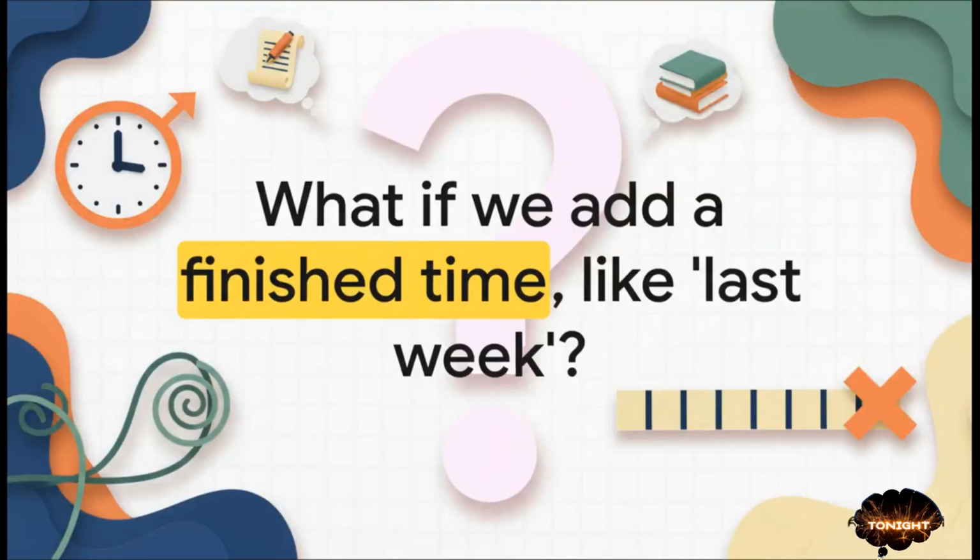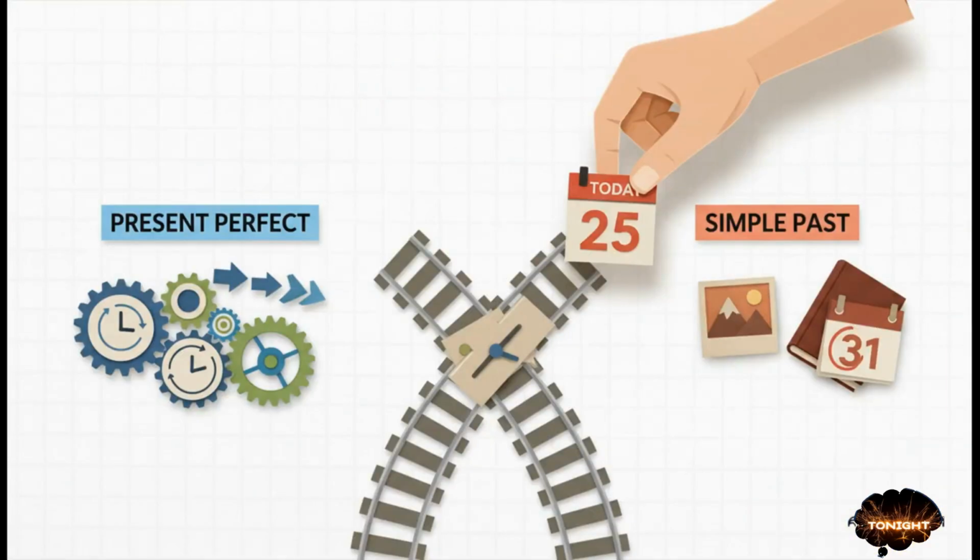But what if we want to add that specific time? What if we want to say that we saw it last week? Does the sentence just stay the same? Can we just tack it on the end? Absolutely not. The sentence has to change. And this is probably the most important rule of this whole explainer. As soon as you add a specific, finished time marker, like last week, yesterday, or in 2015, you must switch to the simple past. You can no longer use the present perfect.